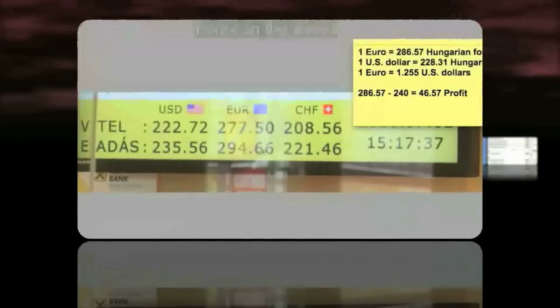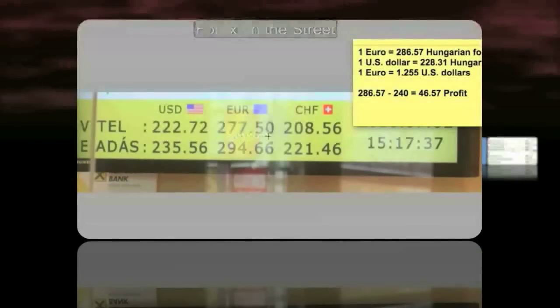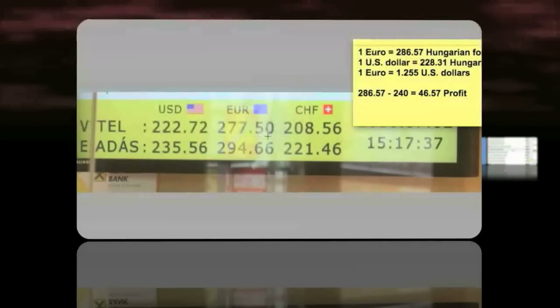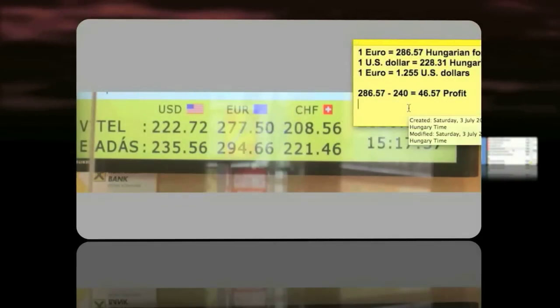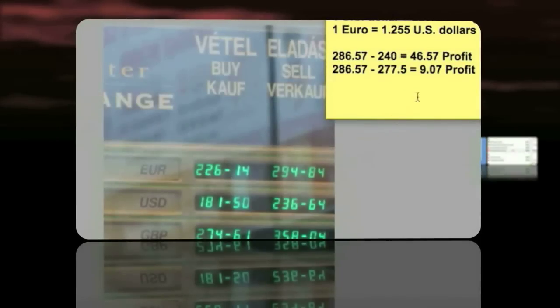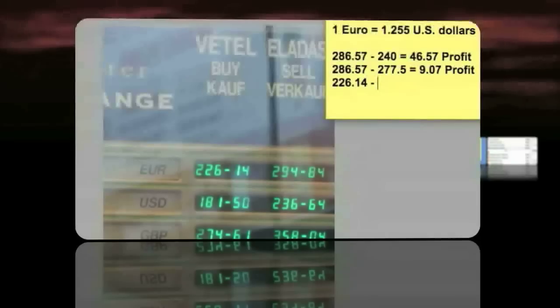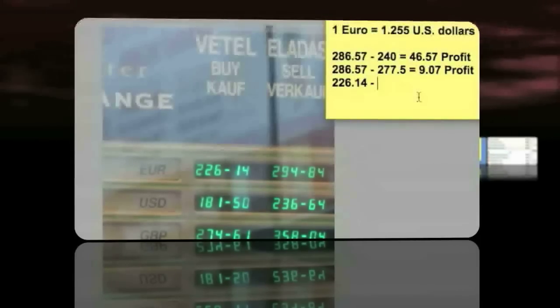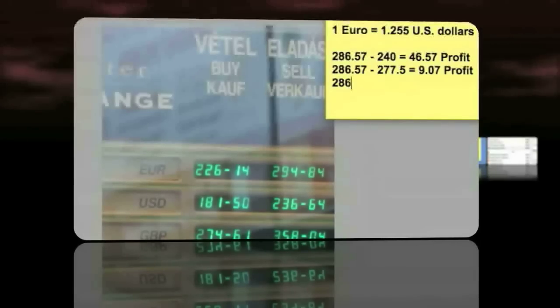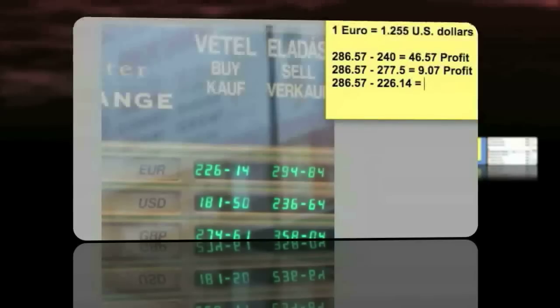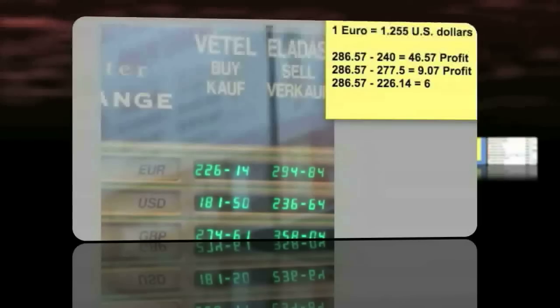So I go to a nearby bank, and here they make a profit of only 9 Hungarian forints on each euro. Railway stations, we should believe, are where it is customary to change money, but in reality, this is where they make the biggest profit on us. 60.43 forints on each euro. The picture is blurred because they turned off the information board when I got close to the desk with my camera, so I had to take the picture with a zoom lens from far away.